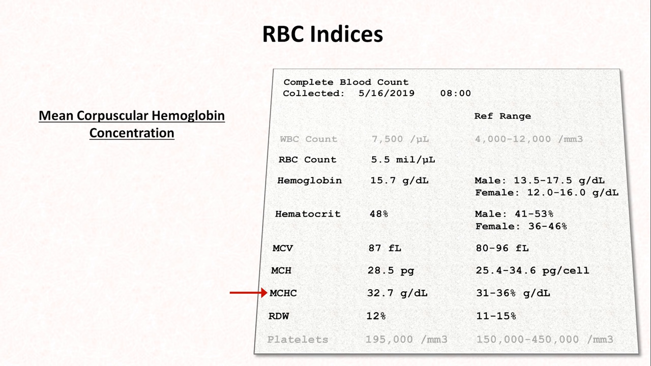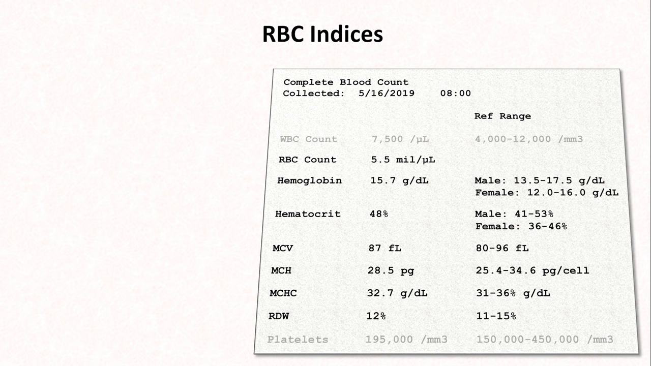Mean corpuscular hemoglobin concentration, or MCHC, is the average hemoglobin concentration within the red blood cells. It is calculated as the hemoglobin divided by the hematocrit times 100. As with the MCH, low MCHC values are typical of iron deficiency anemia and result in hypochromia, while high MCHC values may reflect spherocytosis, meaning pathologically spherical red blood cells, or RBC agglutination, the latter association of which is due to a lab artifact.